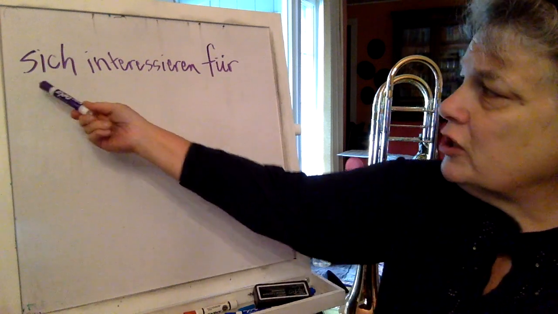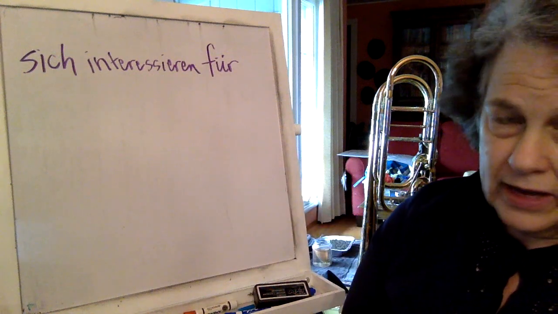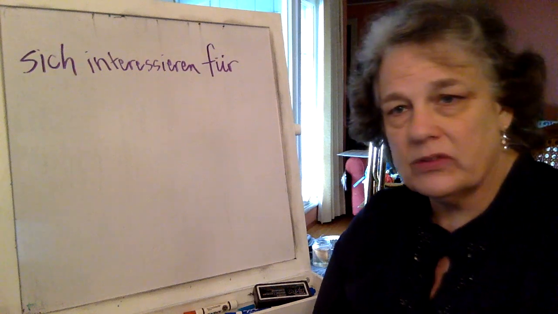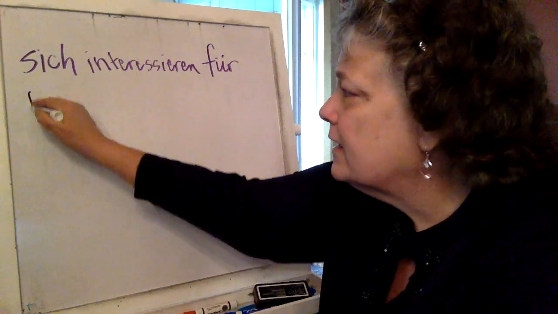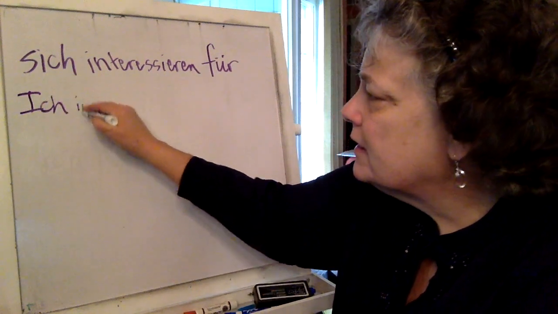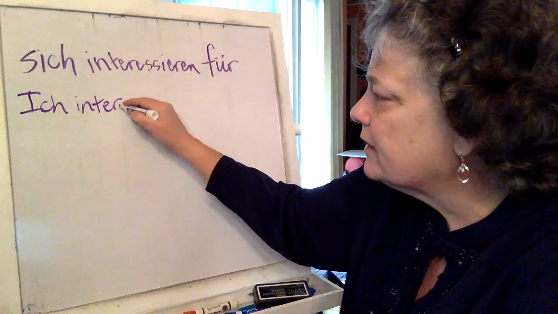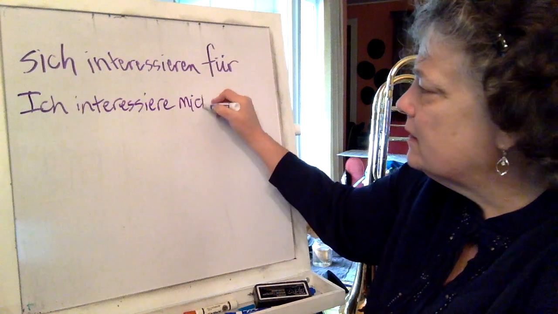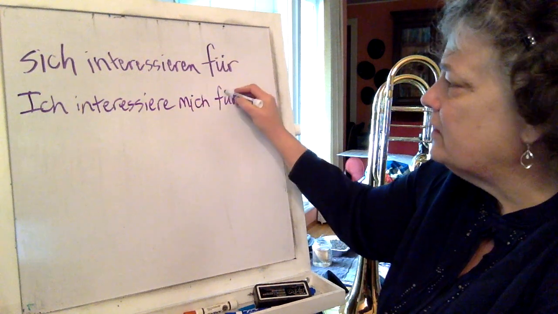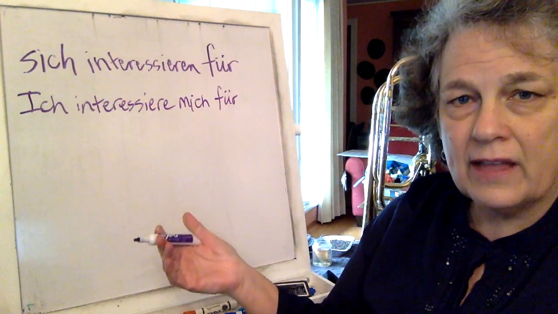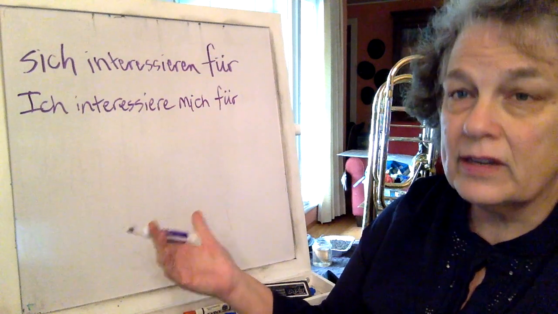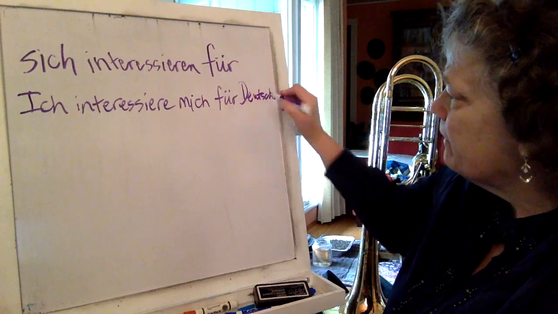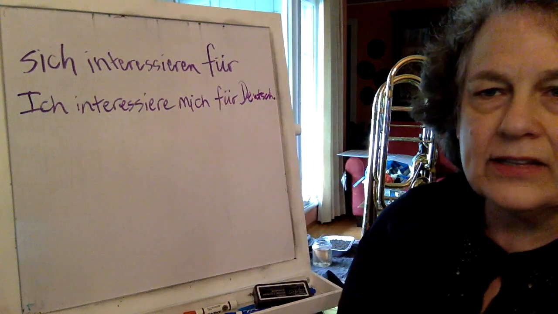Okay, so you remember how to conjugate these, and you should have the reflexive pronouns in your notes. So I'm going to just say: ich, conjugate the verb, interessiere mich, and then I'm going to put the preposition in there, für, and then whatever it is that I'm interested in, and you can guess what I'm going to say. Deutsch. This means I'm interested in German.